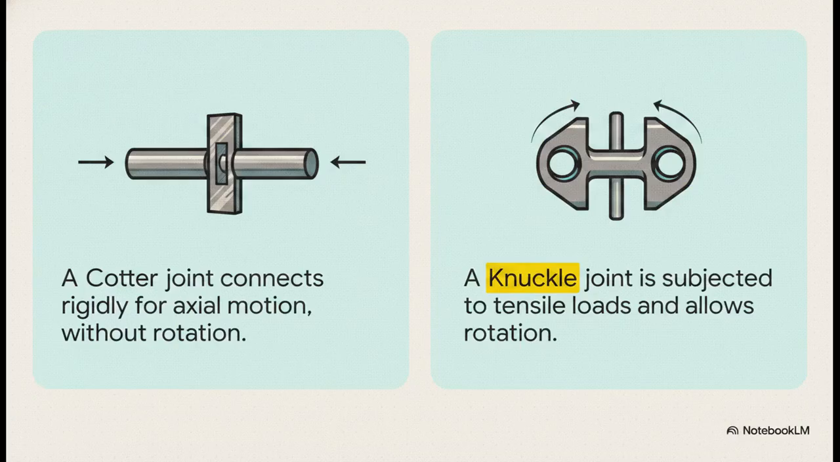So, we've got two distinct joints to categorize here. First, a cotter joint. This connects two rods rigidly to transmit axial motion, meaning straight back and forth, with absolutely no rotation allowed. It uses a flat wedge, which is the cotter. A knuckle joint, on the other hand, takes heavy tensile loads, but is specifically designed to allow for guided rotation. Think of the linkages on a tractor pulling a heavy trailer.